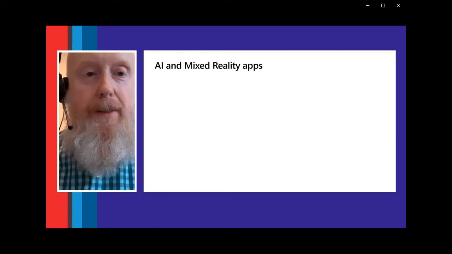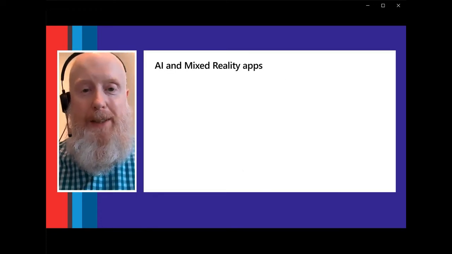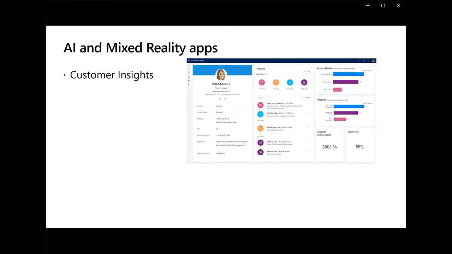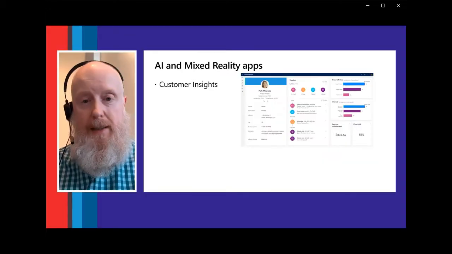Right, let's just reflect on some of the AI and mixed reality apps. One of the ones I want to talk about a little bit is Customer Insights. What Microsoft did, I said they've embedded AI into the apps, into sales, into finance. And that's great. But what they've also done is built their own other separate applications. And one of the best is Customer Insights.